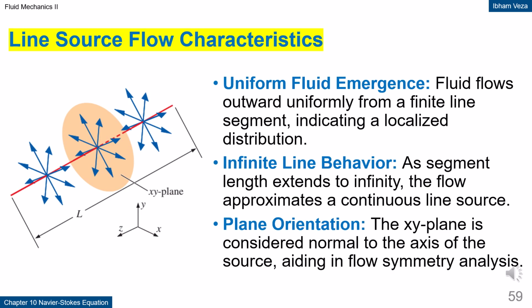Line source. A line source represents flow that emerges radially from a line in all directions within a plane. If the length of the source segment is extended to infinity, the flow approaches the behavior of a continuous line source. The flow field is usually analyzed in a plane normal to the source axis. This model is very useful for understanding symmetrically spreading flows. This element is also often used as a component in more complex superposed flows.